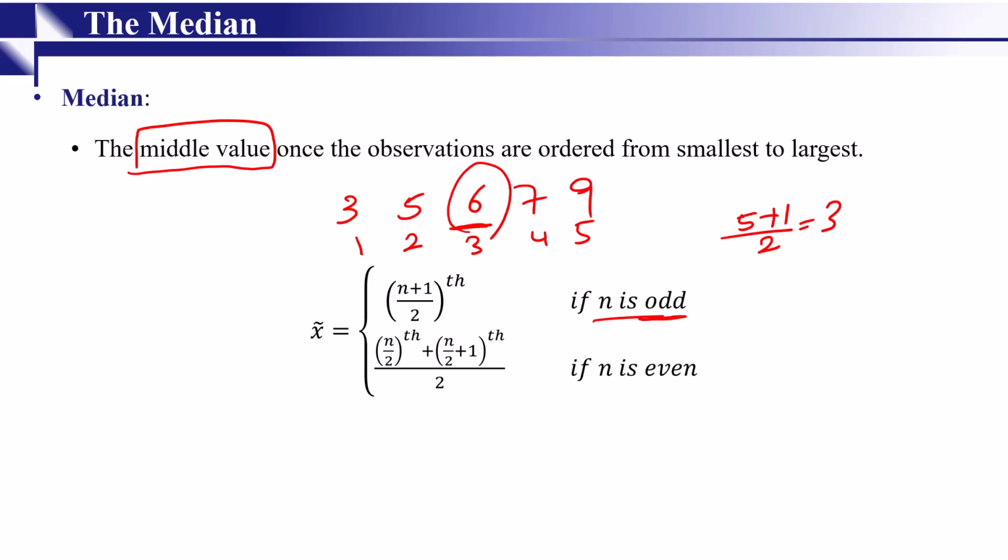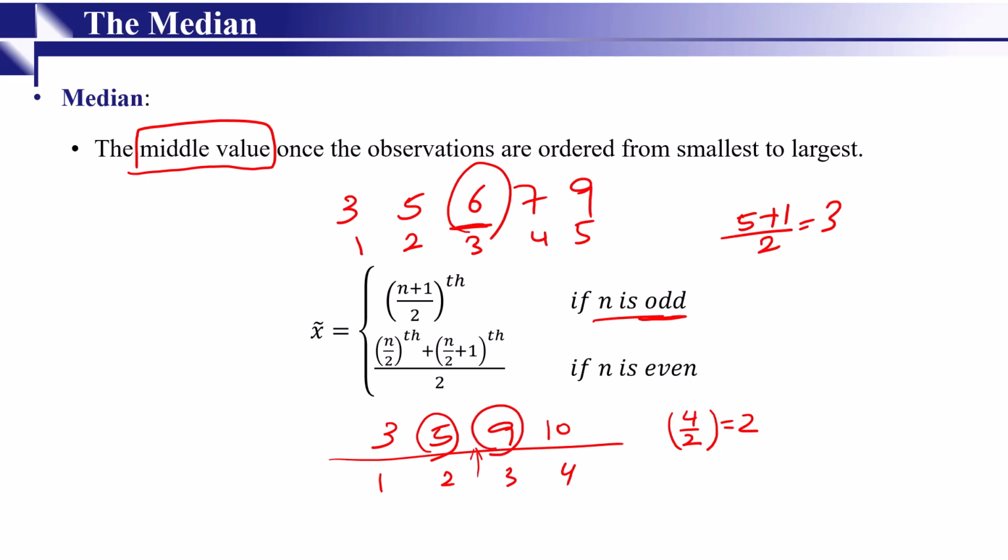But another case is that the number of values is even. For example, we have 3, 5, 9, and 10. In this case, there is no single median value. This is 1, 2, 3, 4. What we do here, we say 4 divided by 2 is equal to what? 2. So we get this one and this one. So we will have 5 plus 9 divided by 2, which is 7. So the median here is 7.